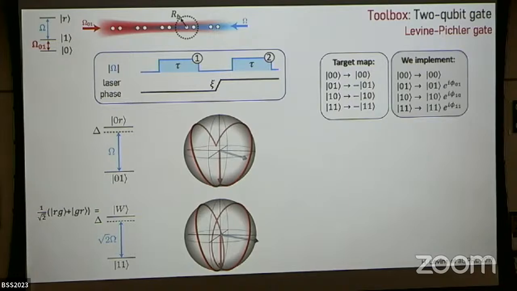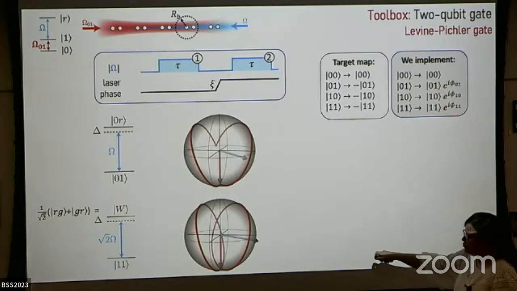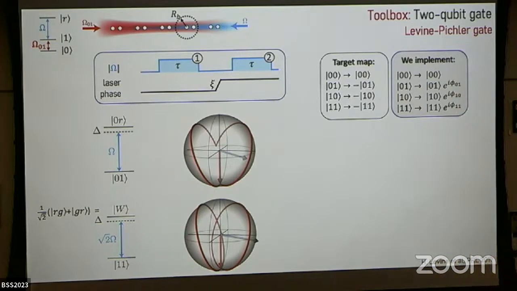So what we implemented so far is this part of the map. Nothing happens to 0,0 because it's not coupled to the Rydberg state. These 3 states have gone back to their initial state, but they've acquired a phase. In Bloch sphere language, this phase that they acquire is proportional to the area of the trajectory that they perform on the Bloch sphere.